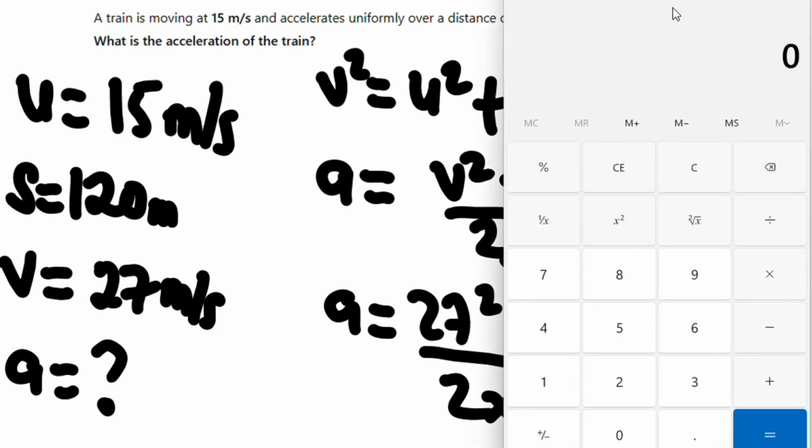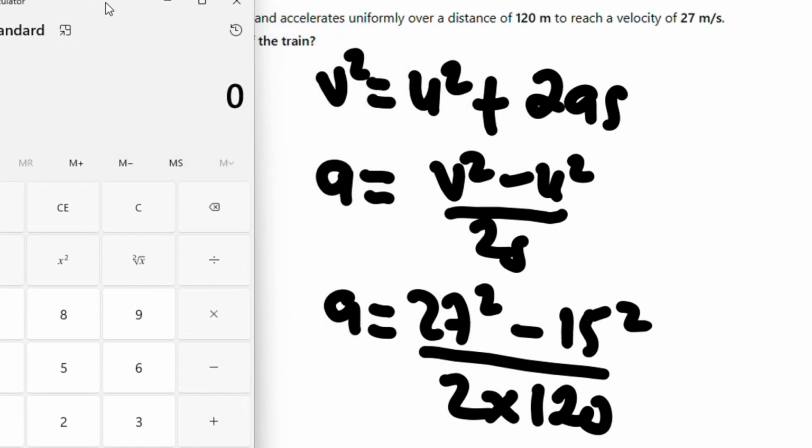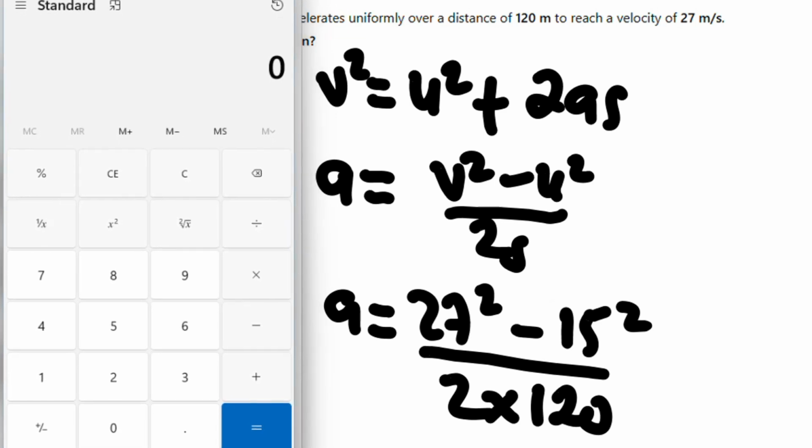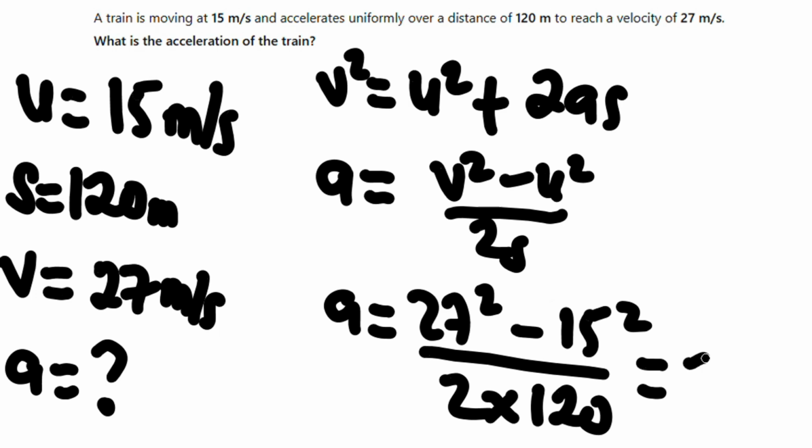So let's bring our calculator. So for this we are talking about 27 squared minus 15 squared, divided by 240, because 2 times 120 is 240. So the answer will be equal to 2.1. So it's going to be 2.1 meters per second squared, right?